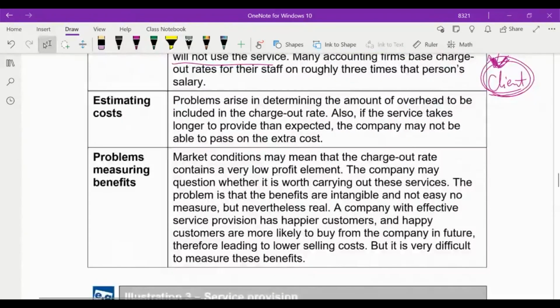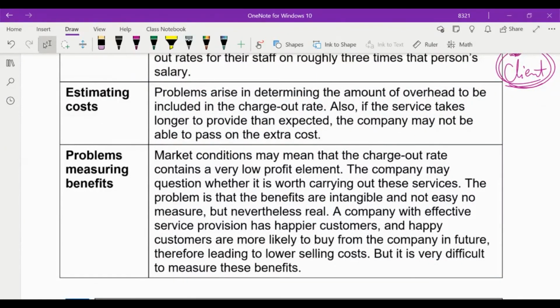Next is estimating costs. Estimating what the selling price should be is difficult. Imagine estimating the costs. Since the services are not uniform, the inputs in these services are also not uniform, and that poses another problem of estimating the cost. Problem arises in determining the amount of overheads. Overhead means expenses, those expenses which are indirect in nature. These overheads are generally required to be absorbed. So the problem arises in determination of the amount of overheads to be included in the charge out rate.